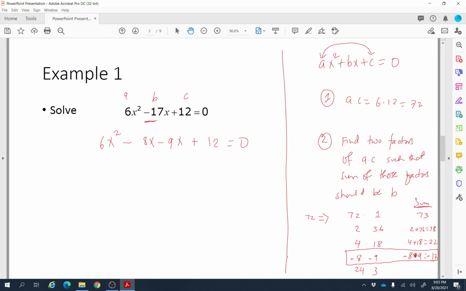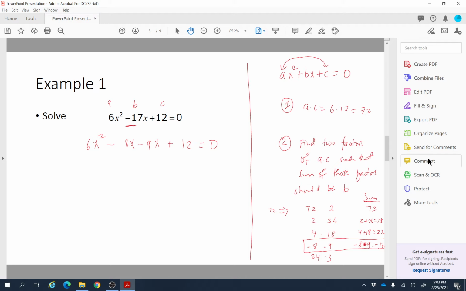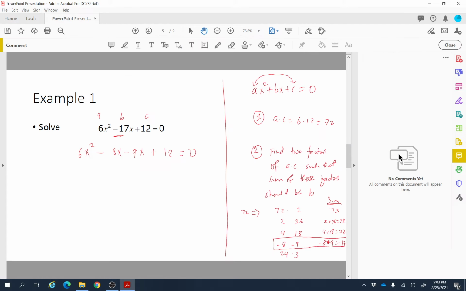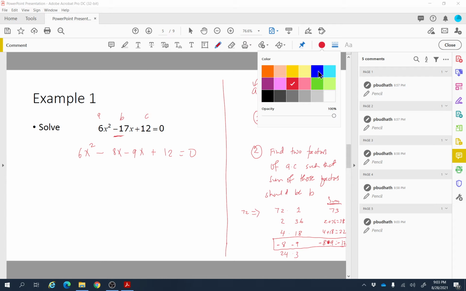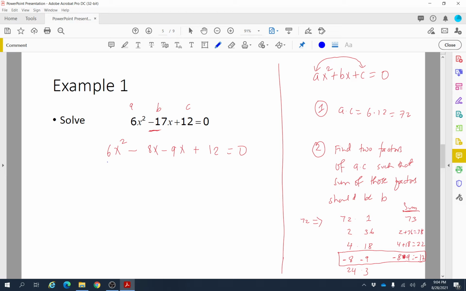Look here, I'm not changing anything. I'm just rewriting this negative 17 as negative 8 and negative 9. Why am I doing that? In that way I can now factor by using the grouping method. Grouping method means I make a group of the first two terms and the last two terms, and I factor out the greatest common factor, whatever I can factor.